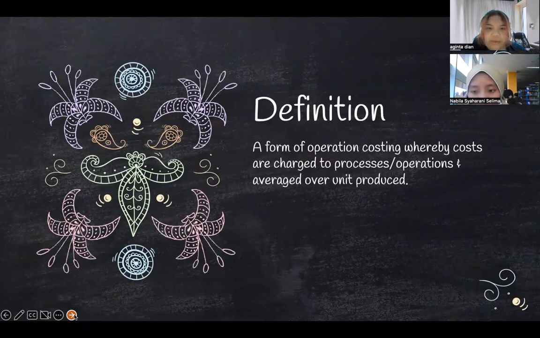The first one is process costing. The definition of process costing is a form of operation costing whereby costs that are charged to process or operations and averaged over units produced. It is used by firms when there is a continuous flow of identical or homogeneous products where it is not possible to distinguish one unit from another.